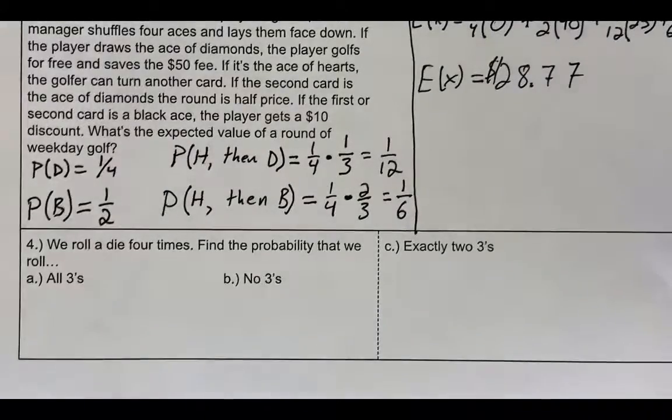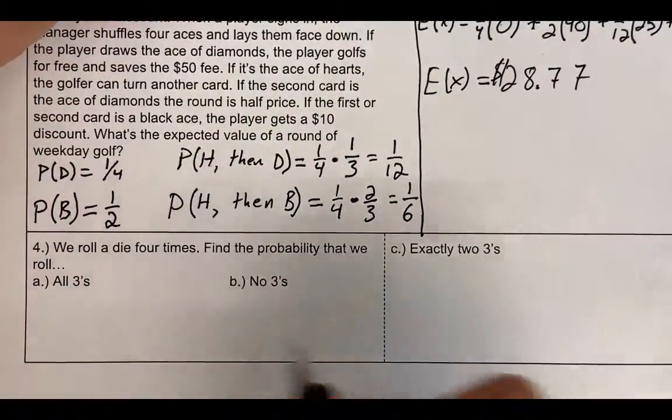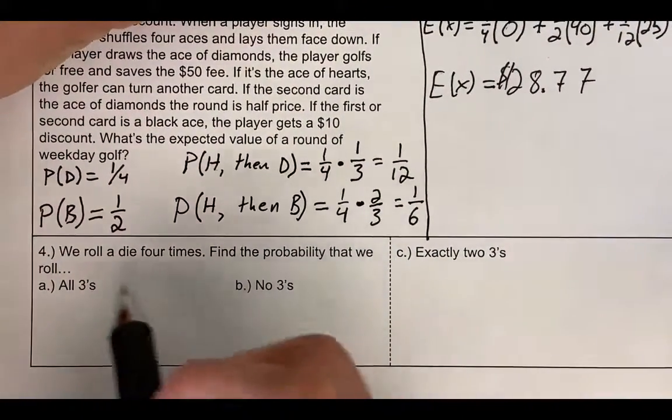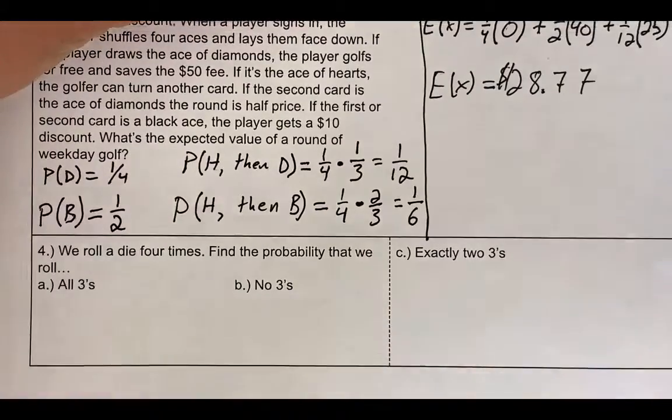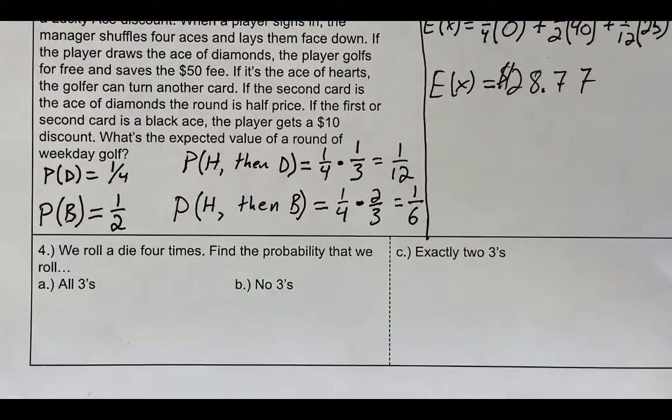All right, we're going to roll a die 4 times. We want to find the probability that we roll all 3s when we roll the die. Okay, so let's figure this out. This means that on the 4 rolls, we want to know what's the probability that we get a 3, and then a 3, and then a 3, and then a 3.